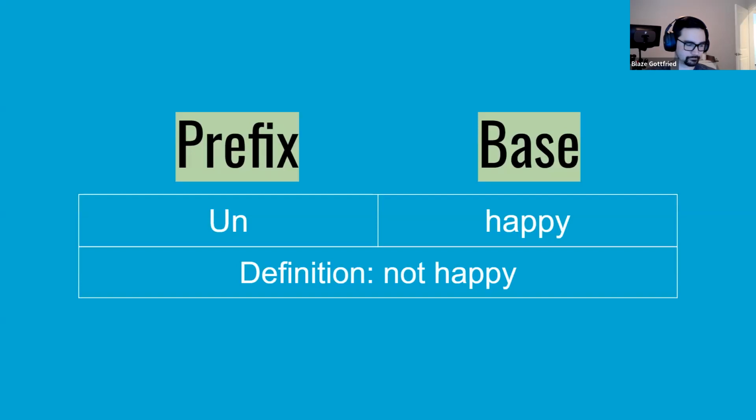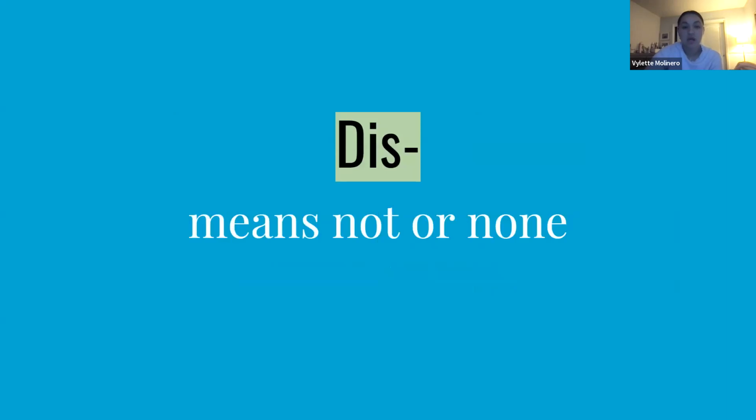Okay. Now that we have discussed it with our partners, we have our definition here of unhappy, with our prefix un and our base happy. The definition would be not happy. Are there any examples that you can think of that you discussed with your partners? Okay, now we can move on to the next slide.